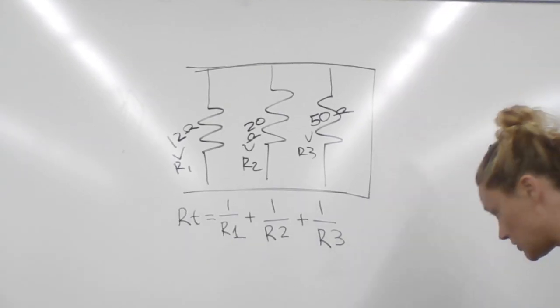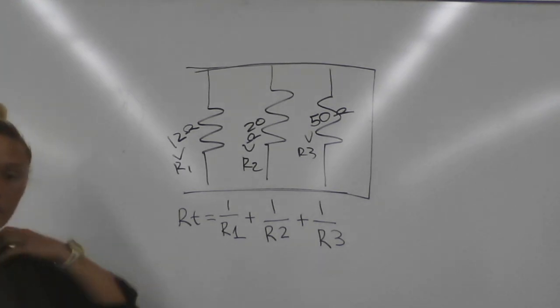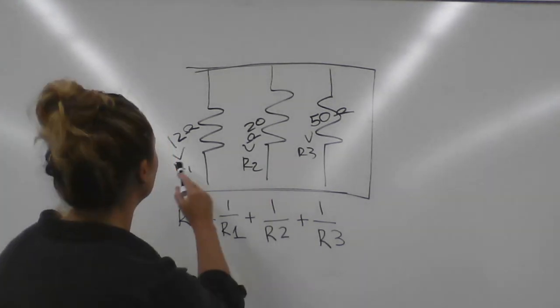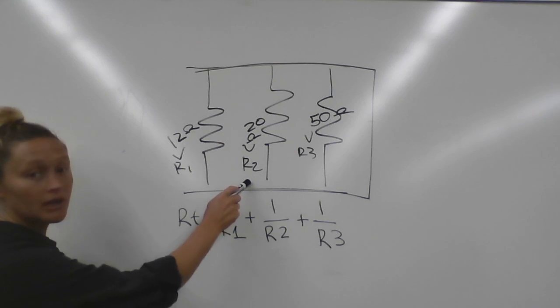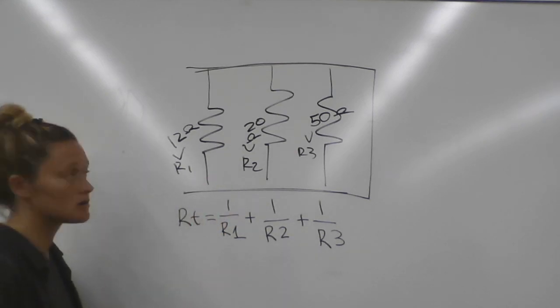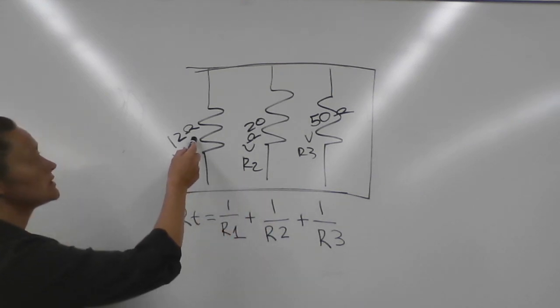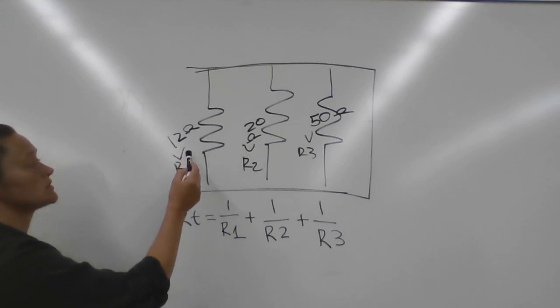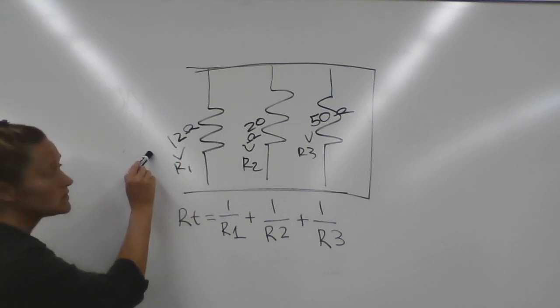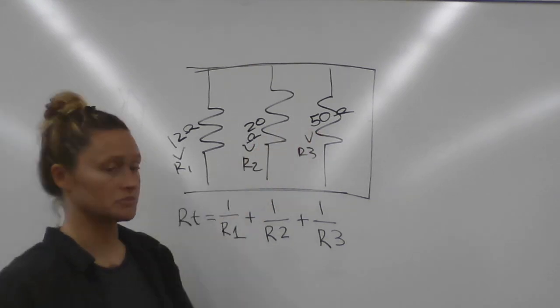Good. Okay, so here we have another example. If you can read my handwriting, we have another parallel circuit, okay? I didn't write the battery or anything because it doesn't really matter right now. But we do have 3 resistors. Resistor 1 is 12 ohms. Resistor 2 is 20 ohms. Resistor 3 is 50 ohms.